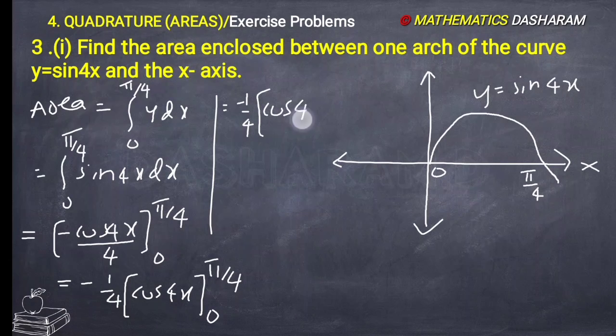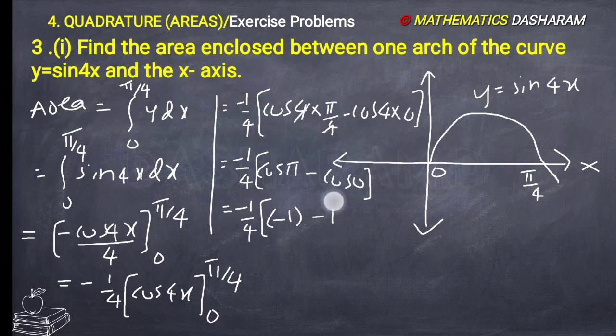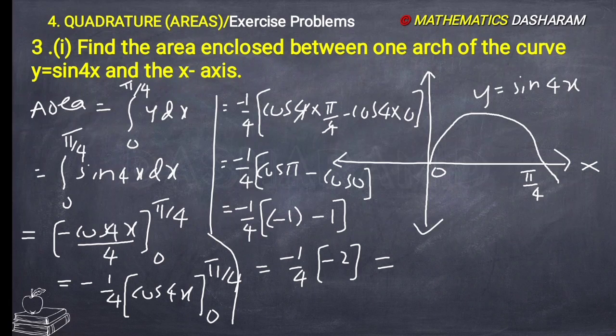Substitute the limits. Cos 4 into pi by 4 minus cos 4 into 0. So minus 1 by 4, the 4 cancels. Cos pi minus, 4 into 0 is cos 0. So it is equal to minus 1 by 4. Cos pi value is minus 1, cos 0 value is 1. So it is equal to minus 1 by 4, minus 1 minus 1 is minus 2. So minus into minus plus 2 by 4. It is equal to 1 by 2 square units.